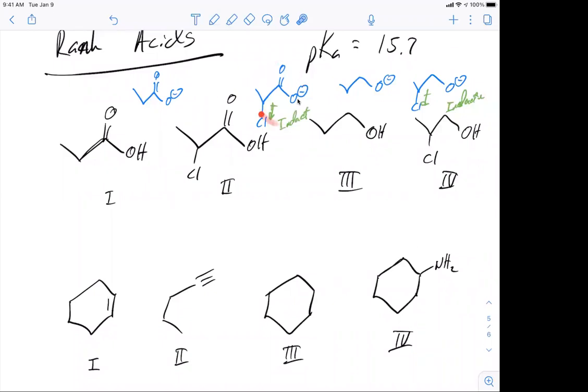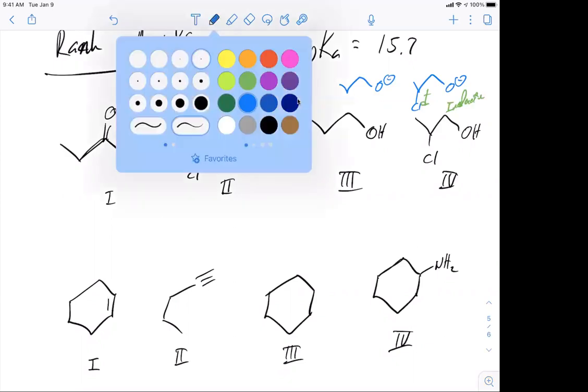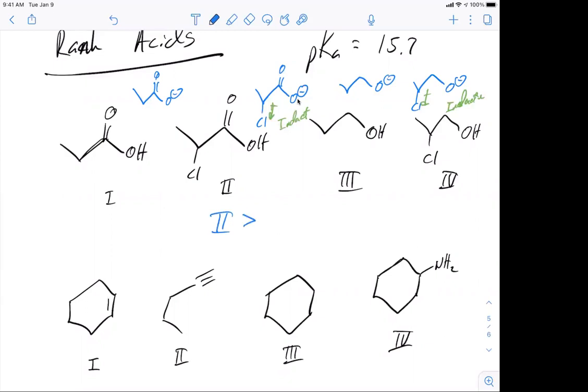So this one has resonance and inductive, meaning that's going to be the most stable, which means that's the most acidic, right? So it would be the one that could go first. Then we have resonance at this position, right? So that means we have one here. Okay, and then we have inductive at this one, so that makes that third. And then our last one is the one that's just the OH, okay?